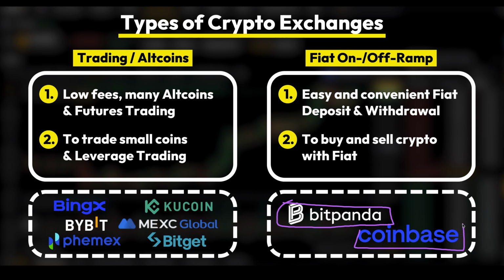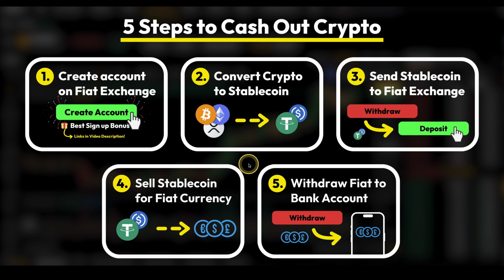Now here are 5 steps that work 100% to withdraw any crypto you have on a trading exchange back to your own bank account. We start off by creating an account on a so-called fiat exchange. As I told you, my recommendation is Bitpanda or Coinbase. Then from our trading exchange, we first convert any crypto to a stablecoin such as US dollar Tether or USDC.